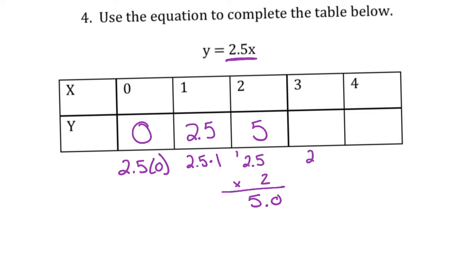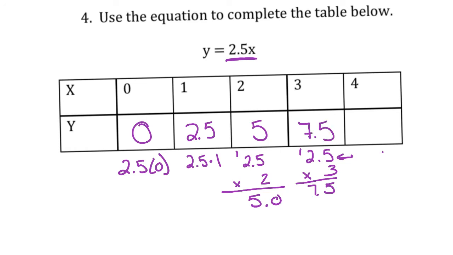So this next one would be 2 and 5/10 times 3. So 3 times 5 is 15, carry your 1. 3 times 2 is 6, plus the 1 is 7. You have one number behind the decimal, just that 5. So it is 7 and 5/10.